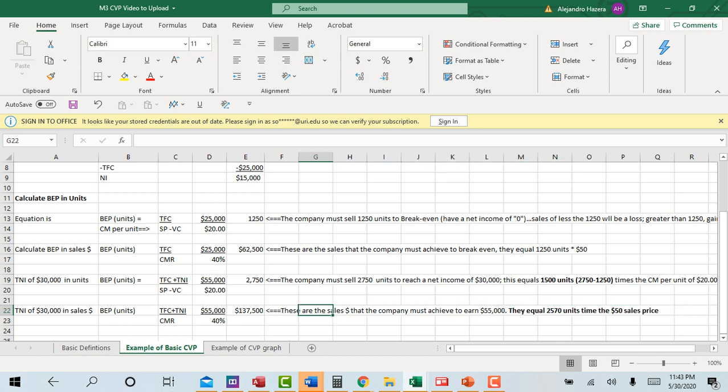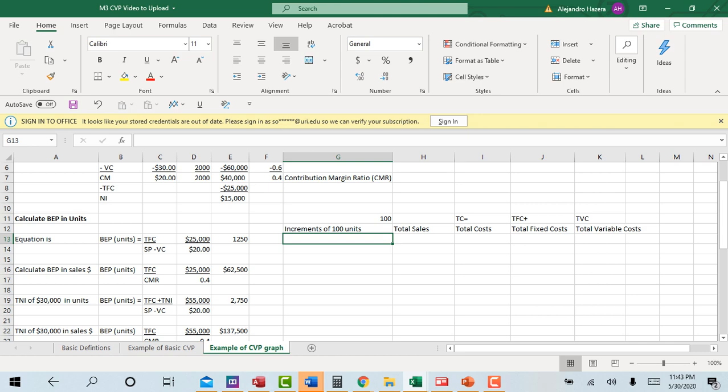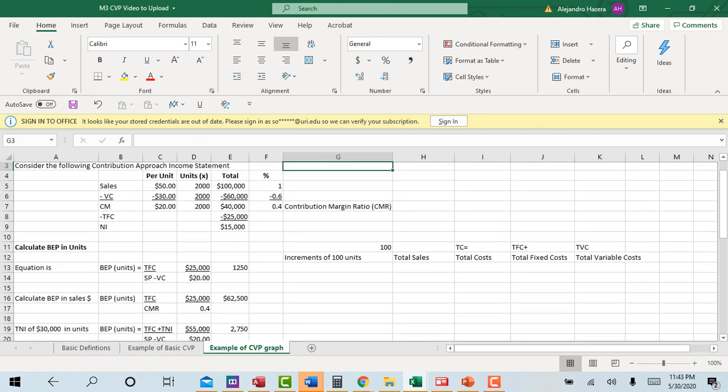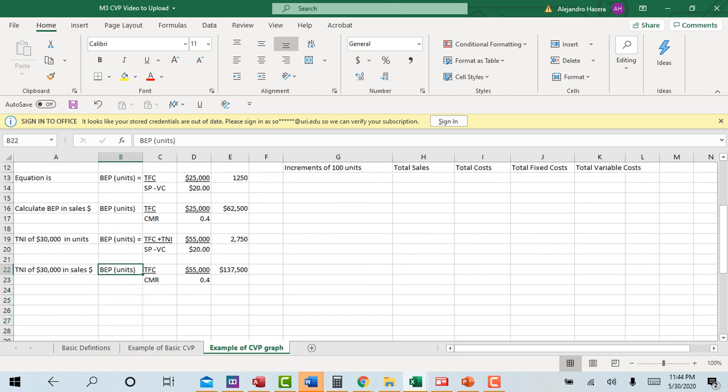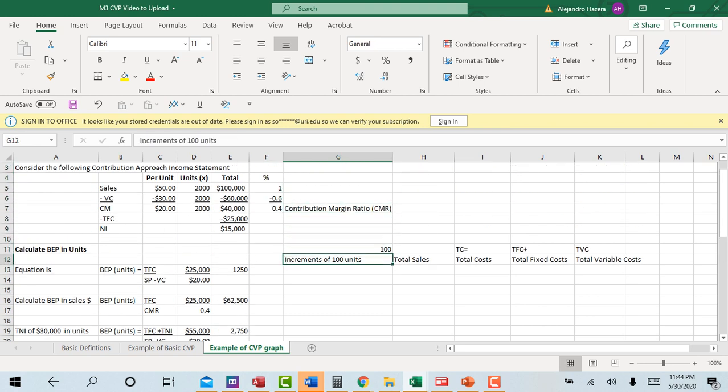Now, in this example, it's kind of interesting. I'm going to make a graph of all that. This is the same worksheet, basically. At the top, I've got the same data, and then the same numbers that I just gave you. Now I'm going to show you how to make what is called a cost, volume, profit graph, a break-even graph. I've got 4 columns for that. First one is units, which are going to go up in increments of 100.